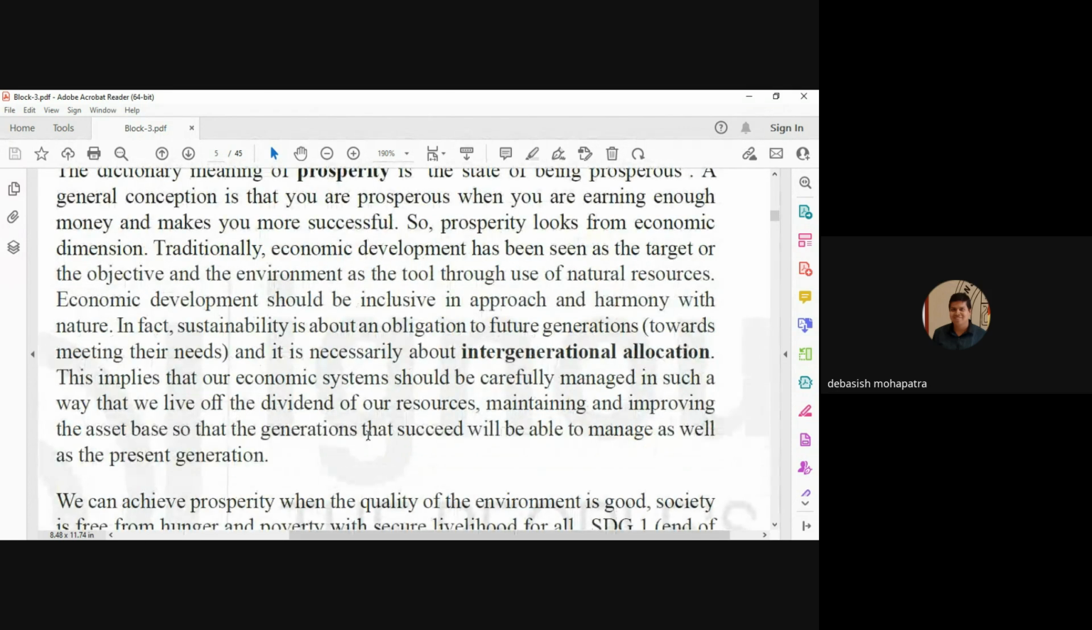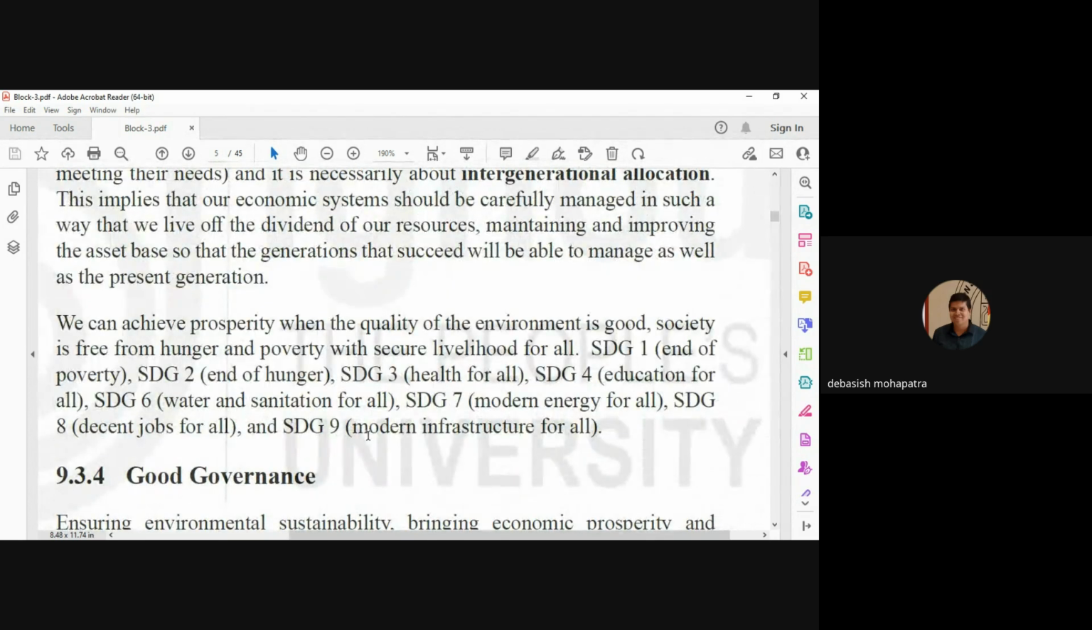This implies that our economic system should be carefully managed in such a way that we live off the dividend of our resources, maintaining and improving the asset base so that the generations that succeed will be able to manage as well as the present generation. We can achieve prosperity when the quality of environment is good, and society is free from hunger and poverty, with security and livelihood for all.